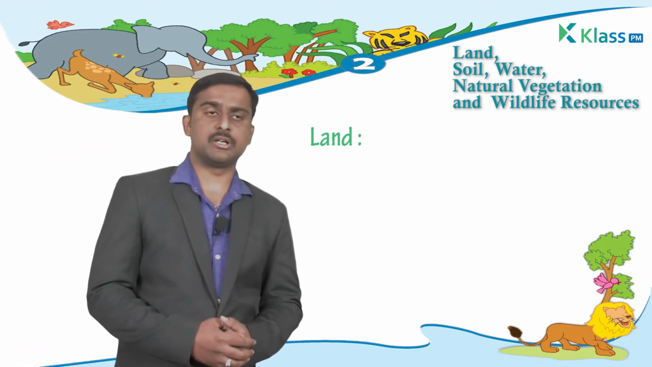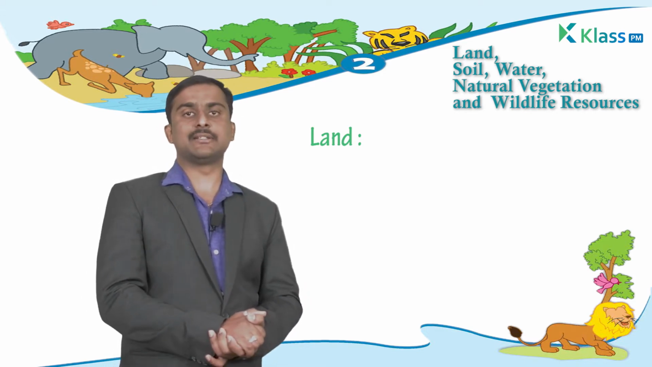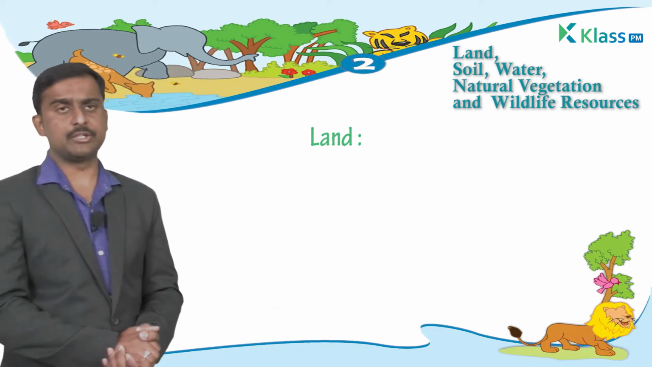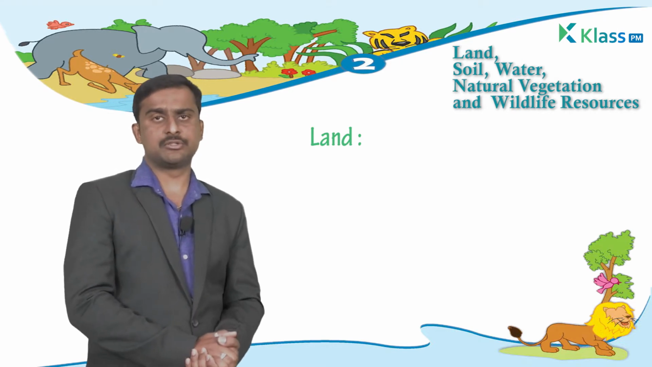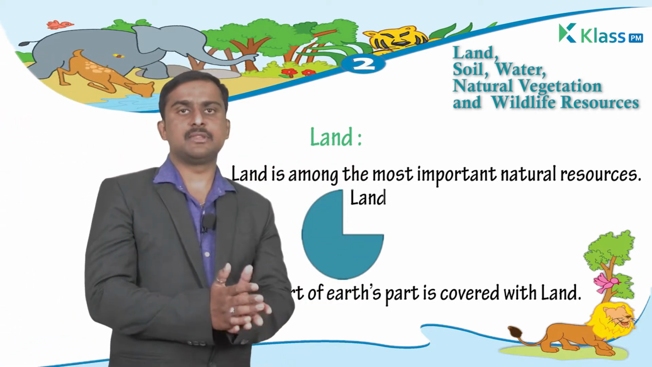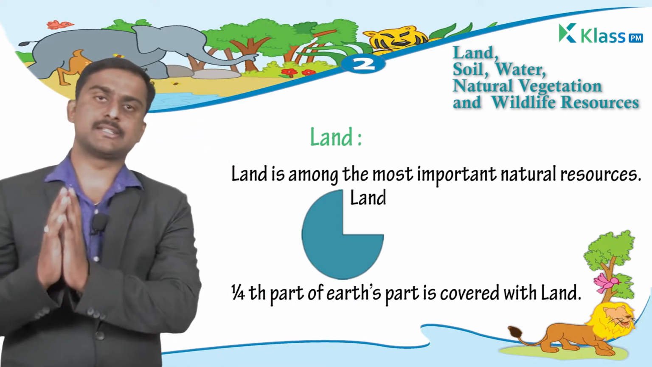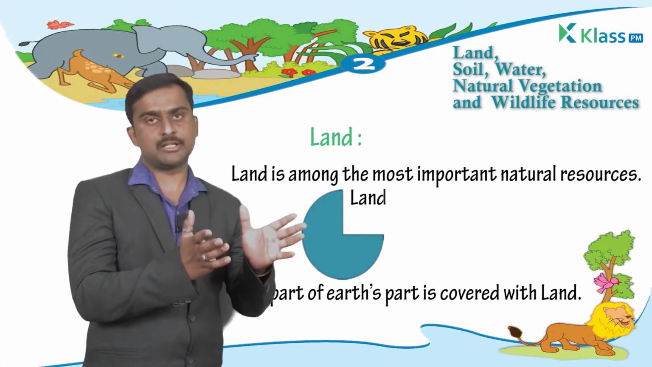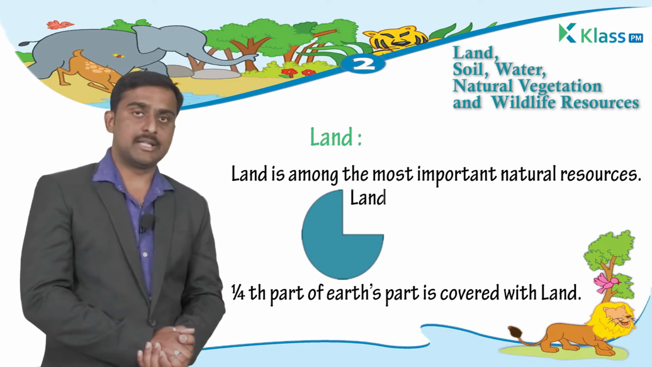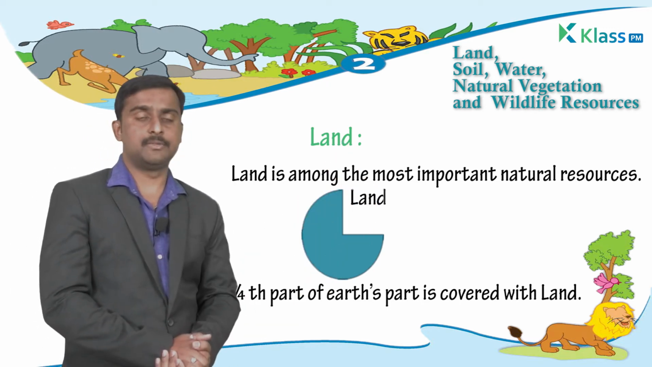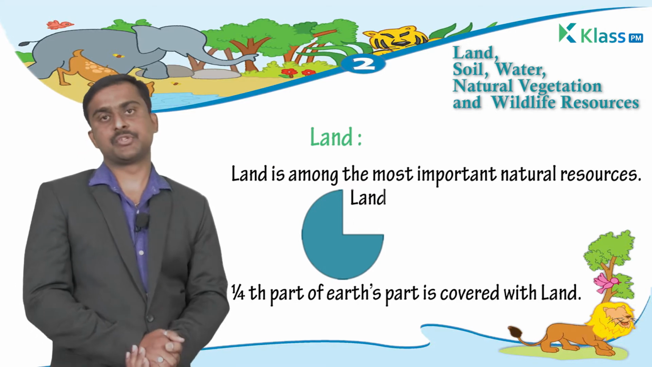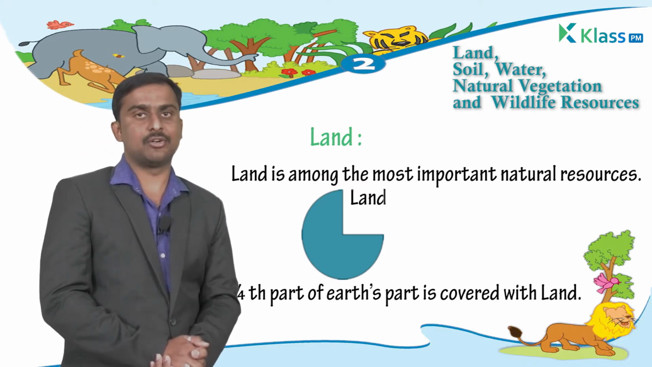Land is also a natural resource, generally found on planet Earth, and on Earth we are living on the land. So sir, we know about the land, and what more do we need to learn about it? Sure. One-fourth of the Earth is covered with land. The remaining three-fourths of the Earth is covered with water. If you look at the picture, it is very clear that only one-fourth of the Earth is covered with land, and the remaining part is covered with water. So this is how land is distributed on Earth.